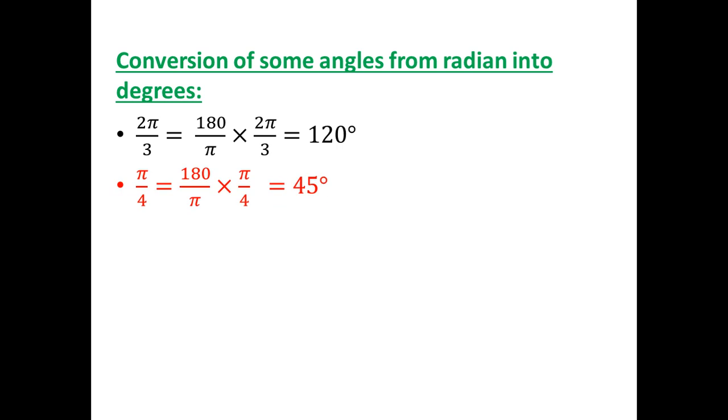Next is pi by 4. 180 by pi into pi by 4 gives 45 degree. Next is 7 pi by 6, which gives 210 degree, and so on.